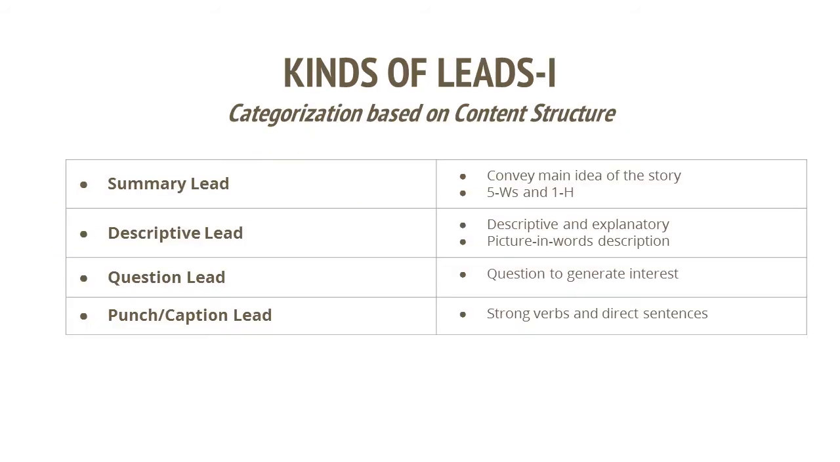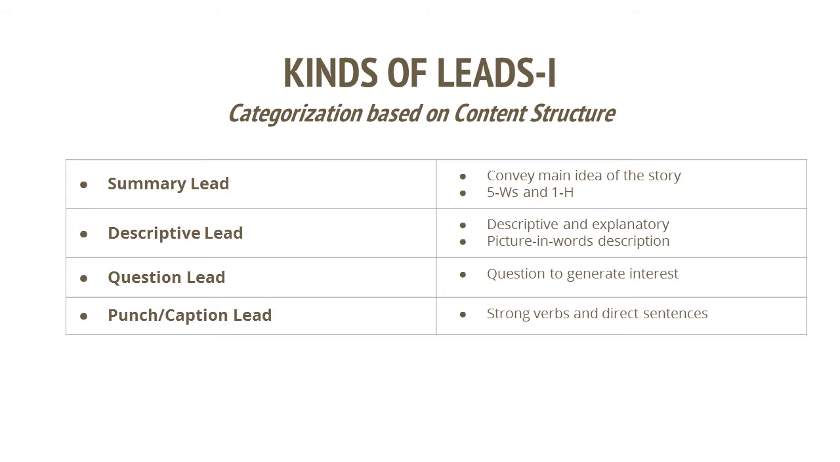Next point is kinds of leads. First category of leads is depending upon the content structure. Types of lead in this category are summary lead, descriptive lead, question lead, and caption lead. The objective of summary lead is to convey the main idea of the story to the reader. It covers most of the 5 W's and 1 H questions and may also give an idea of what is likely to happen in future.